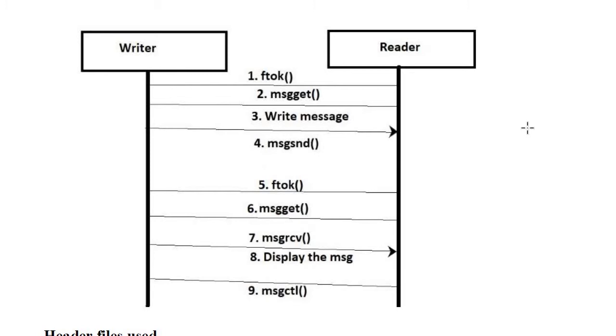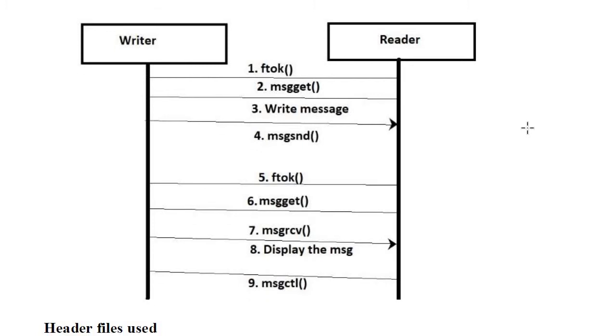At the reader, again it does message get, where another queue will be created with the same key value so that both of them will communicate with each other. Then it will call the system call receive and receives that message, displays that message, and finally the queue will be deleted by CTL. This is what we are doing in our program.